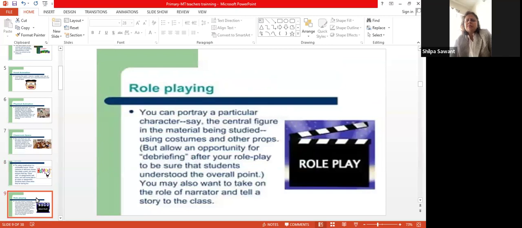Role playing, this is a very, very important topic because the teacher has to demonstrate many of the things. As I told you about the maths teacher teaching about the numerator and denominator, where he made the students act as numerators and everything. In the same way, they can portray a particular character. And with this role playing, they can also build their vocabulary.